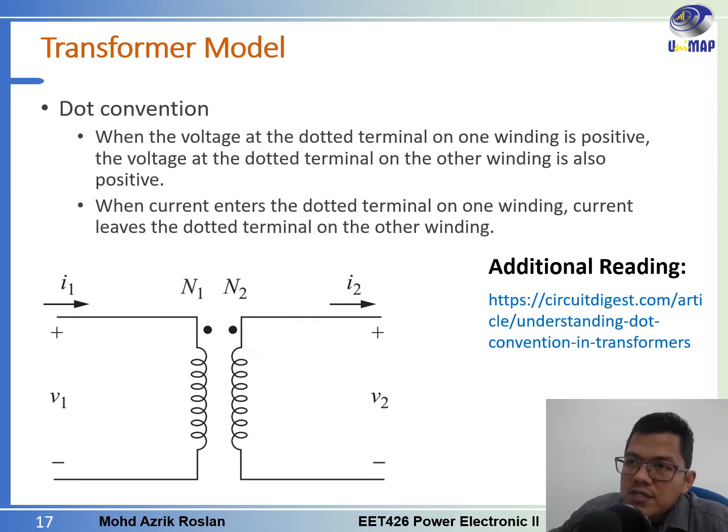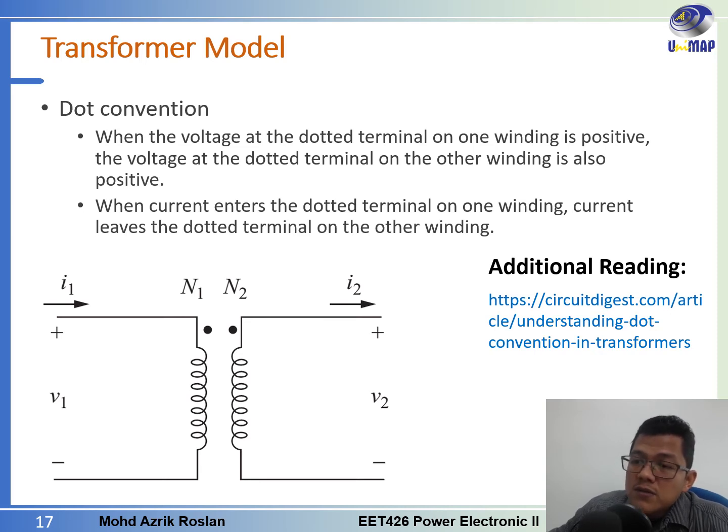The dot convention is a type of polarity marking for the transformer winding, and it can show the relation between the primary and the secondary winding. In this example, we have the current flowing from this point, and the transformer here is marked with the dot at the upper side, and the dot at the upper side at the secondary as well.